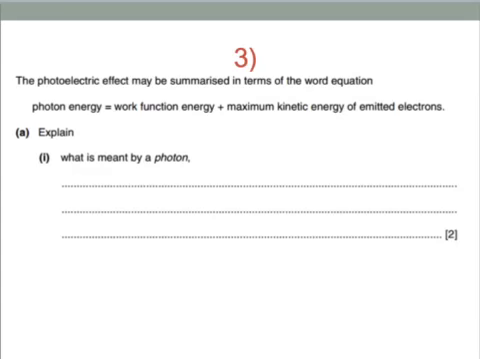Question 3. The photoelectric effect may be summarized in terms of the word equation. Photon energy is equal to the work function energy plus the maximum kinetic energy of emitted electrons.